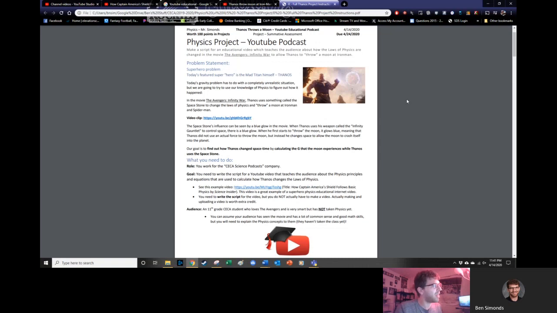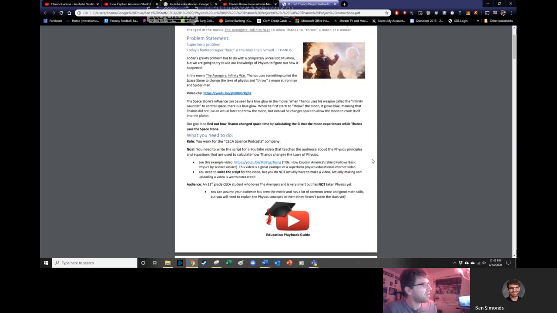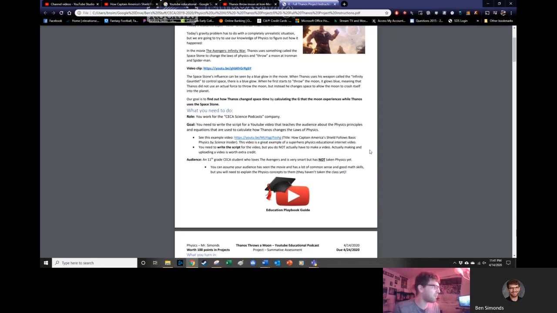And by increasing G, the moon naturally is forced closer to this planet they're on and will slam into Iron Man. So that's the goal of this project long term: what is G? How did Thanos increase the gravitational constant of the universe? What is the new constant that allows all of this to happen? You can see here that's the goal. It's calculate G.